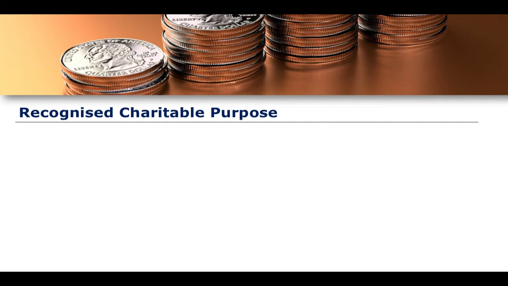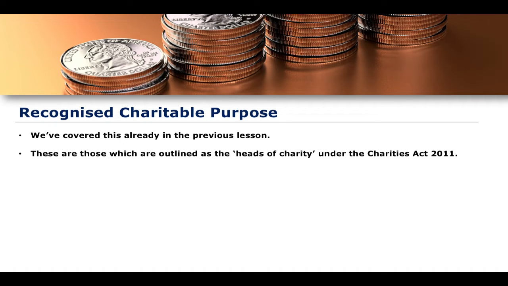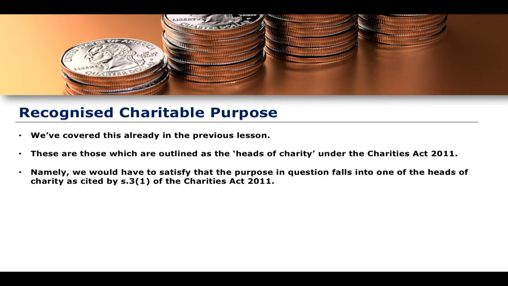So, recognised charitable purposes. We've covered this in the previous lesson, okay? These are the ones which are outlined as the, quote, heads of charity under the Charities Act. Namely, we would have to satisfy that the purpose of the trust that we're creating falls into one of the heads of charities, which is cited in Section 3, subsection 1 of the Charities Act. These include, of course, advancement of religion, advancement of education, advancement of prevention of poverty, advancement of culture, arts, science, all these different things, okay?